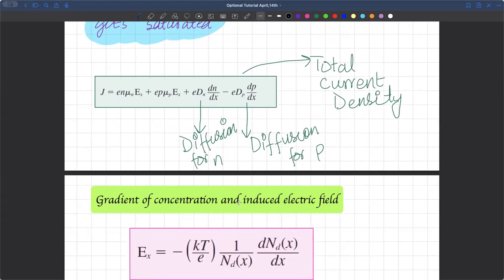And then there is something to keep in mind when we are considering thermal equilibrium: the diffusion current density and the drift current density. You can see the first two parts are for drift, and then these two parts, as I have already mentioned here, are the diffusion current densities for the electrons and for the holes. If you go back and see those formulas in your book, you will see there's a negative sign when you find the diffusion for P.